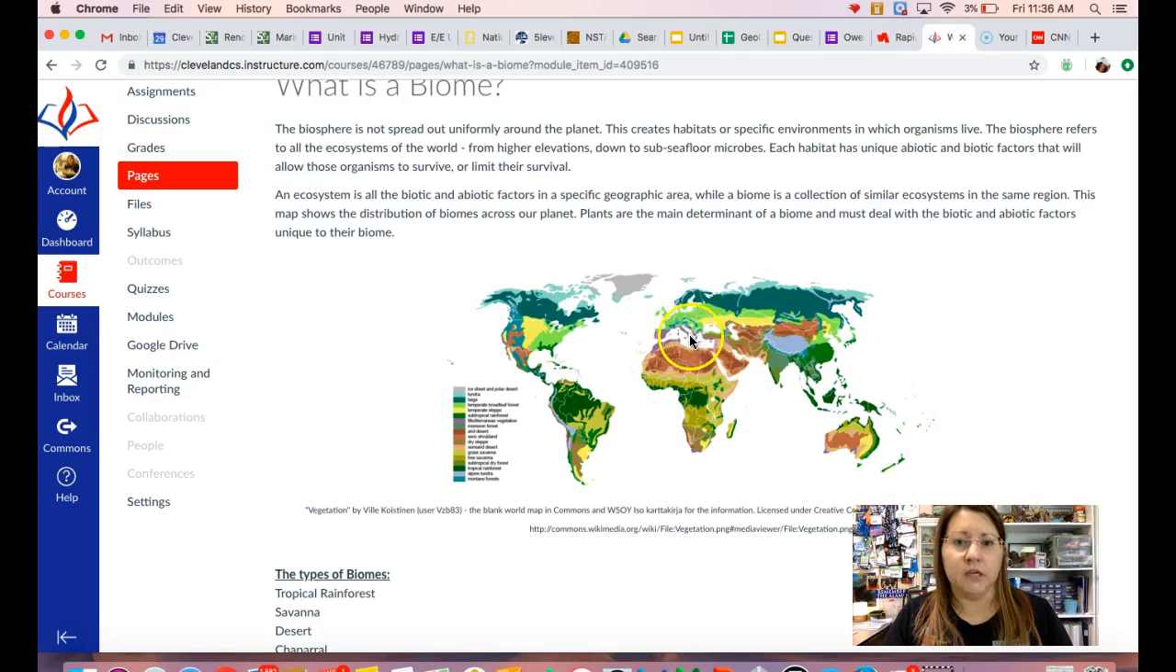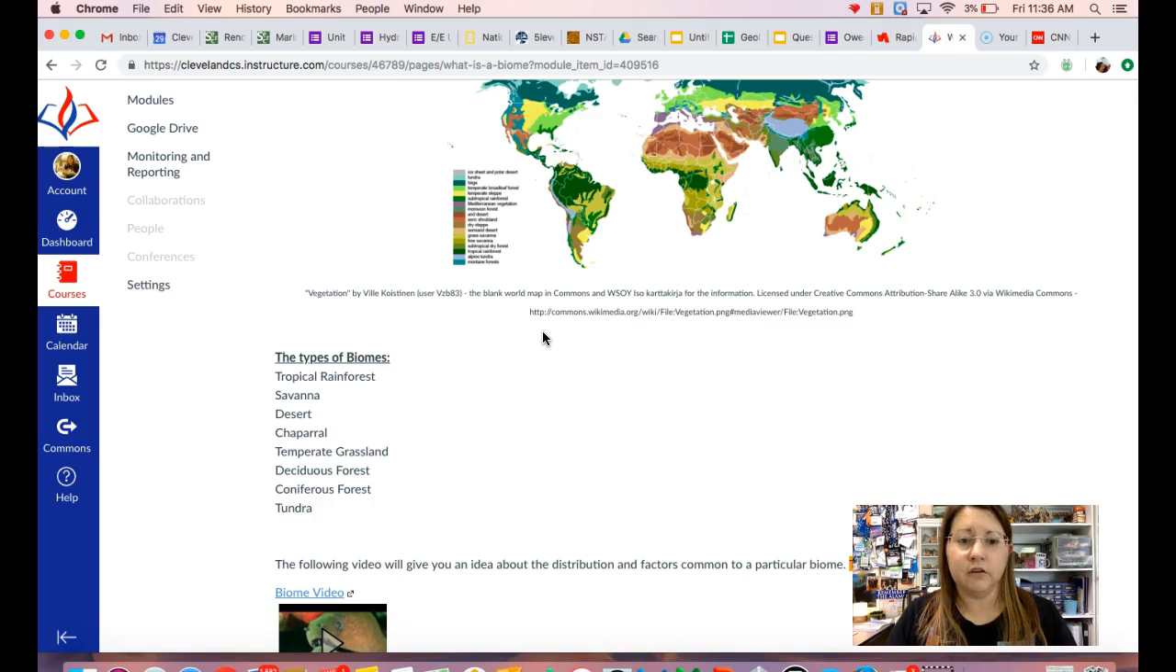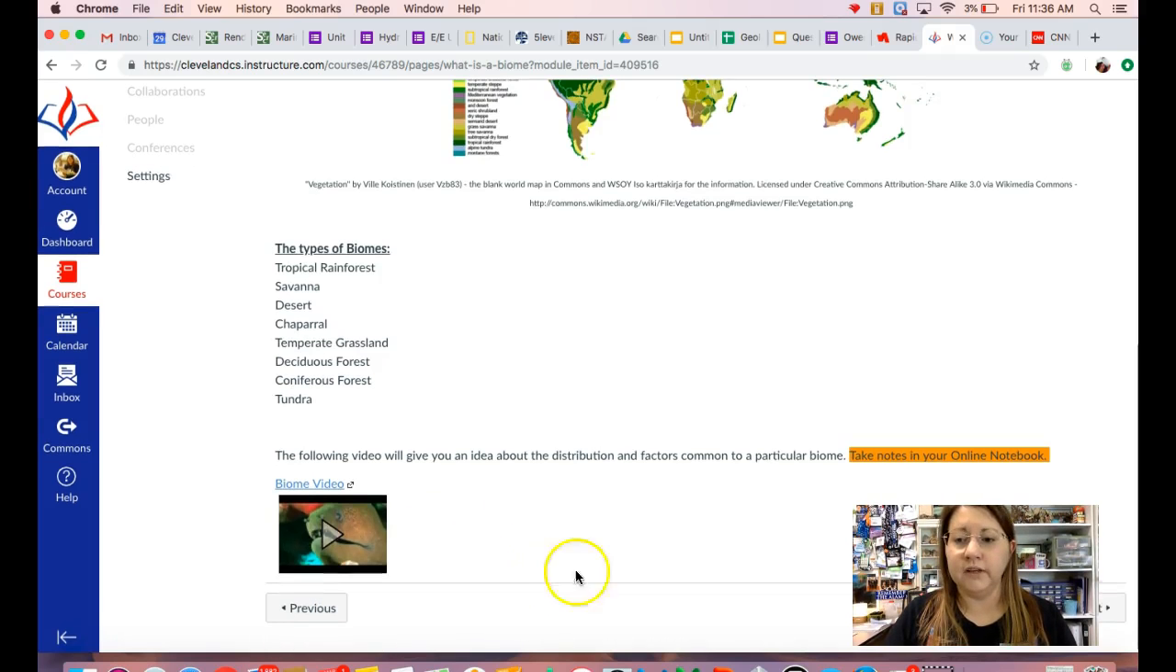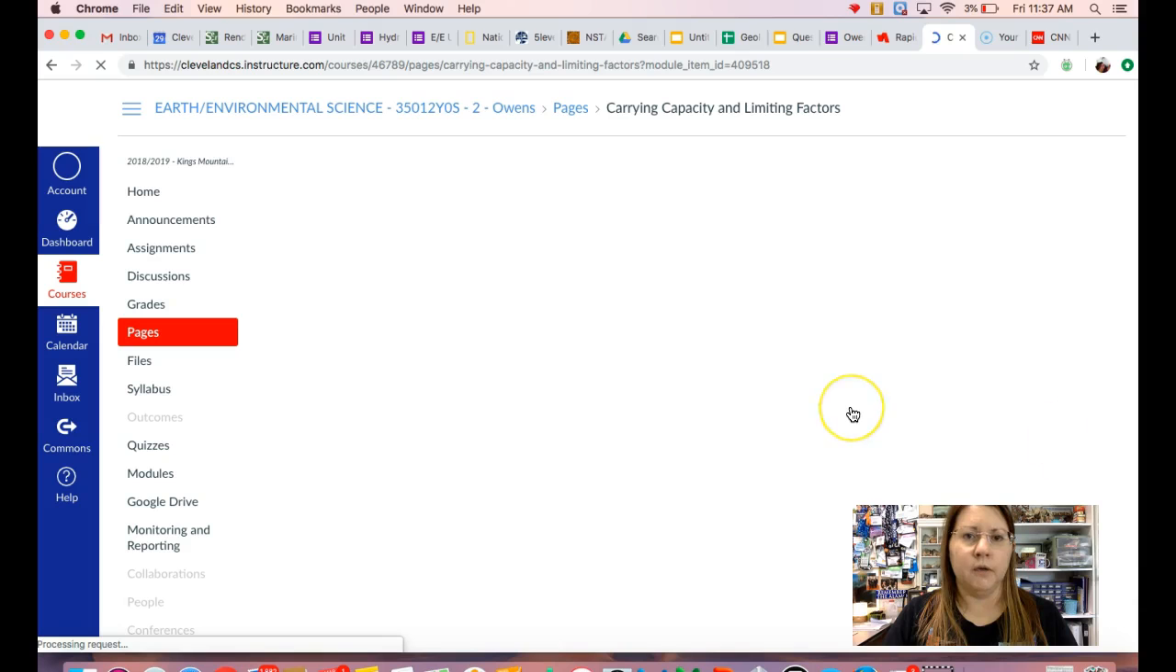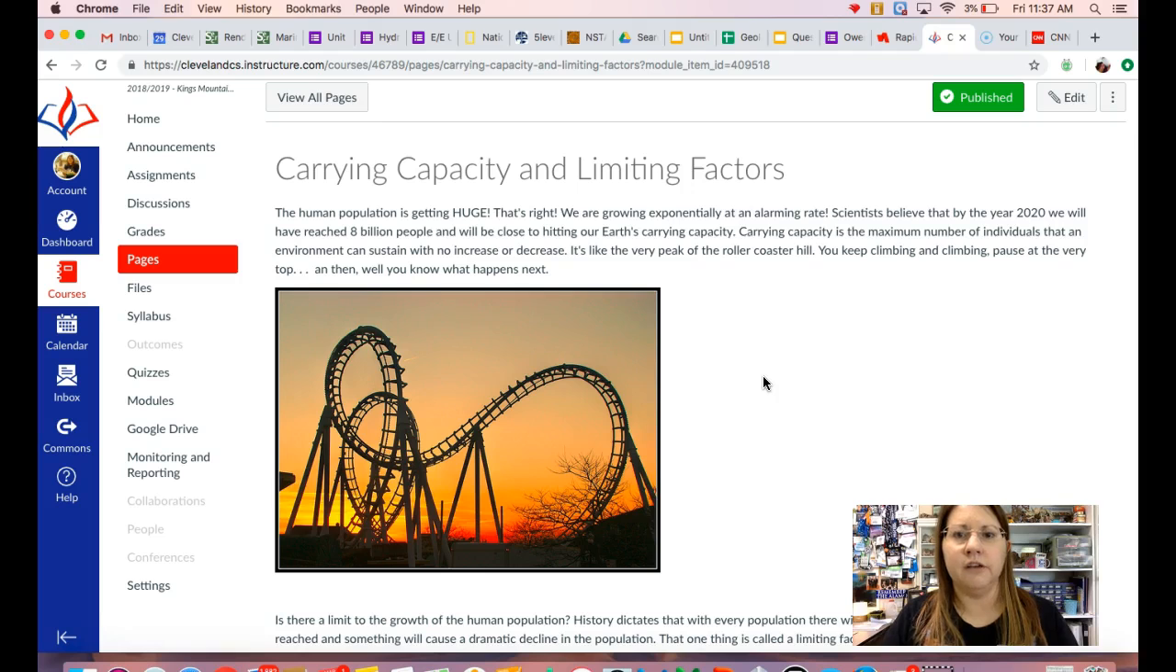So we're looking at biomes here. This is a map showing you the worldwide distribution of different types of biomes. Biomes are going to be focused on the physical characteristics of the area, the habitat, the weather and climate of the region, and also, with this video here, what helps organisms to survive in those particular biomes. You're going to take notes in your online notebook about the biome video and your understanding of biomes.